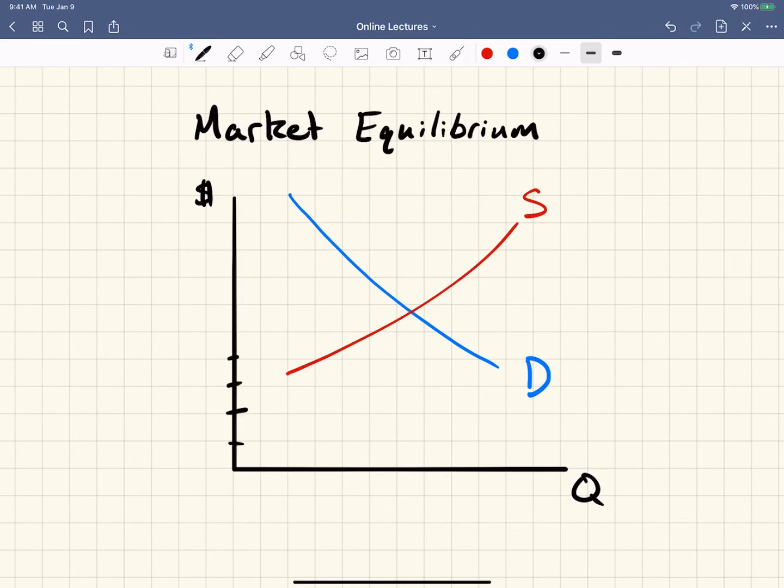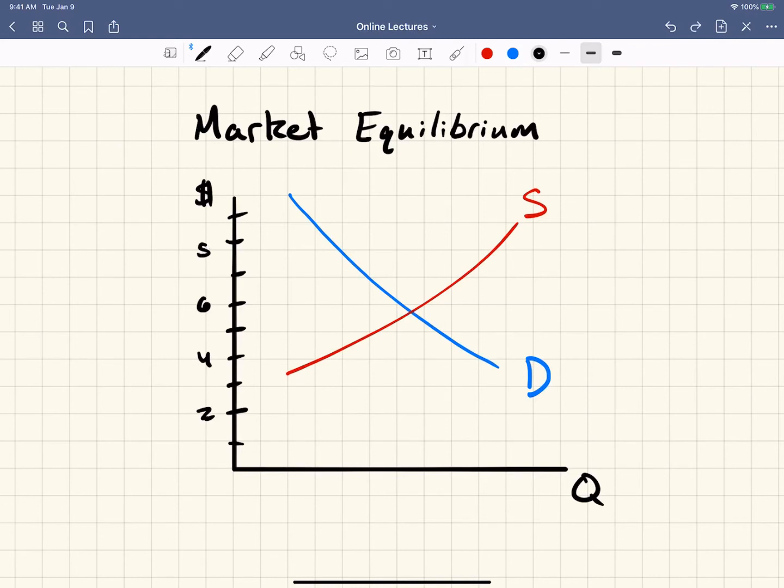So 1, 2, 3, 4, 5, 6, 7, 8, 9. We'll put them every 2, 4, 6, 8. Okay, so where's our equilibrium price? It looks like it's about $5.80. Okay, so that's market equilibrium.